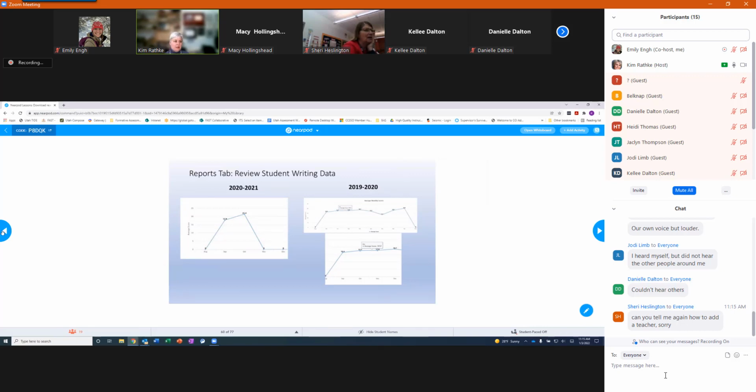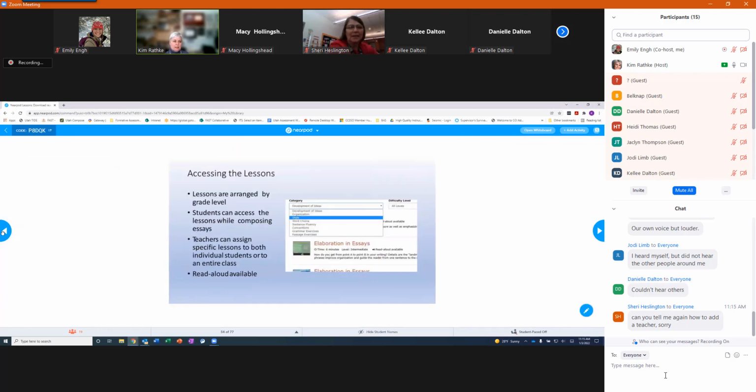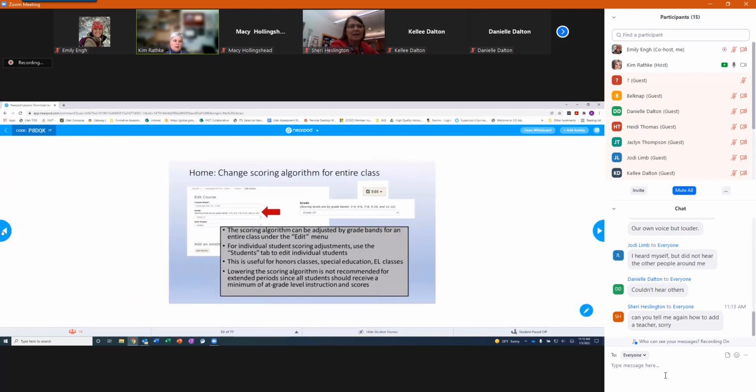Oh, how to add a teacher. Sherry, to add a teacher, I'm going to just click back for a second, guys. To add a teacher, when you're in the home screen, click edit. Click this little button right here. And then down in the corner, you should see add an existing teacher. Can you see it? Awesome.